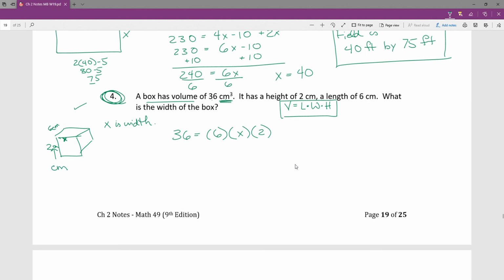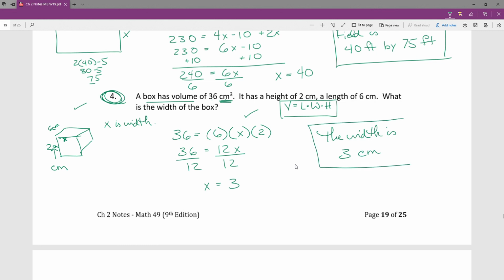So now that I have this, this is my equation. What I'm looking to do is solve for x. Well, I can gather up my like terms or simplify this side a little bit, and then I would know to divide by 12 on both sides. So I get that x equals 3. And I was only looking for one thing here, so the width of the box is 3 centimeters.